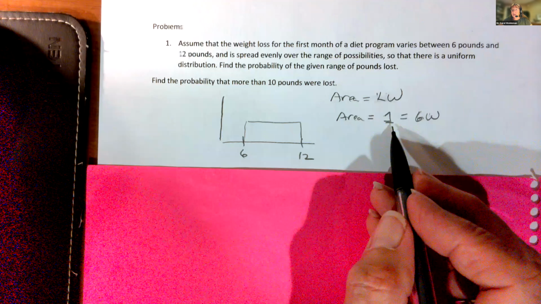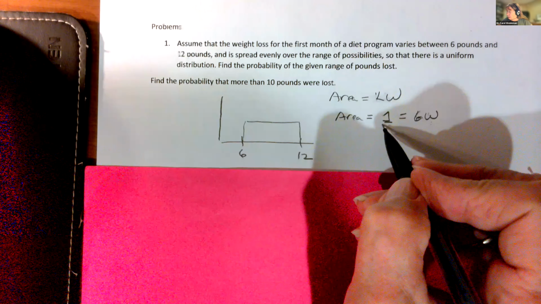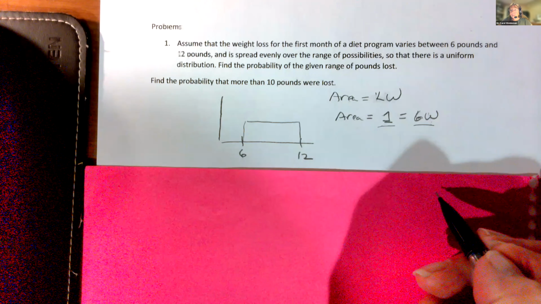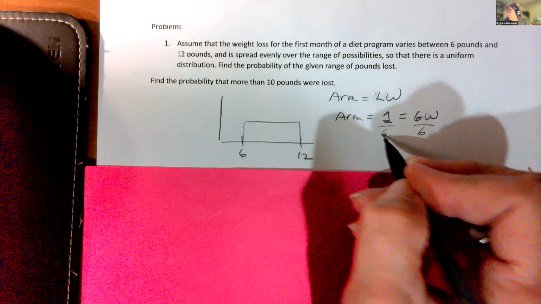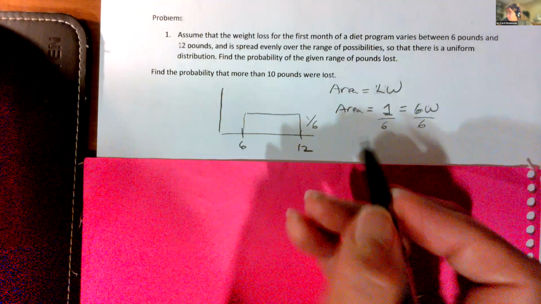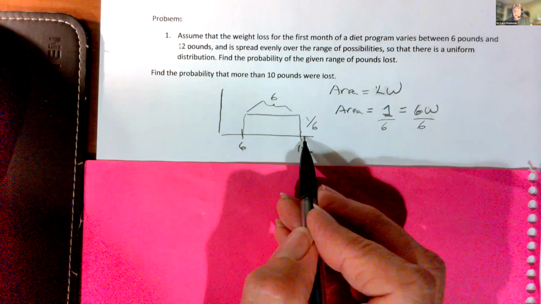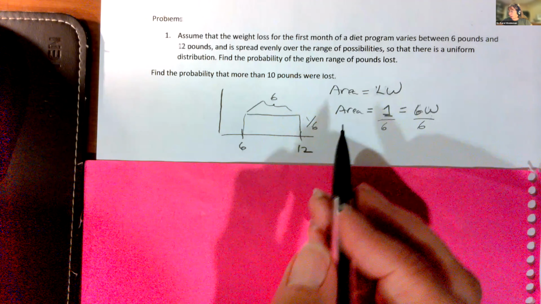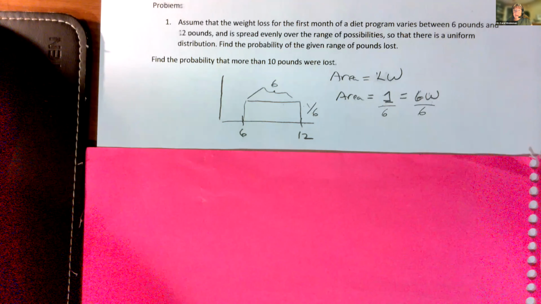I have 1 equals 6w. How do I find w? How am I going to solve for w? Divide both sides by 6. Excellent. Very good. So the height here is 1 over 6. So the length along the x-axis, I'm going to put it up top here so you don't get confused. This length here is 6, and the height is 1/6. So if I multiply 6 times 1/6, I get an area of 1, which is what I have to have. It has to be equal to 1 to be able to do probabilities.